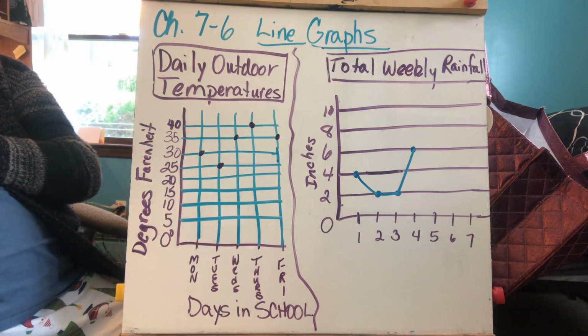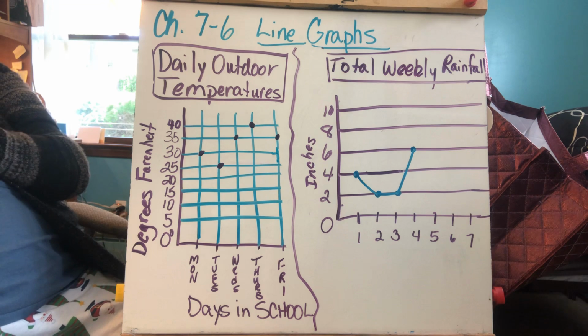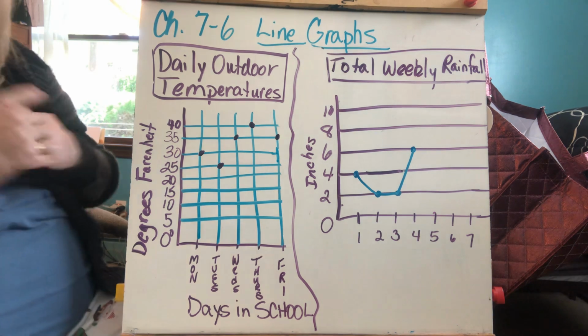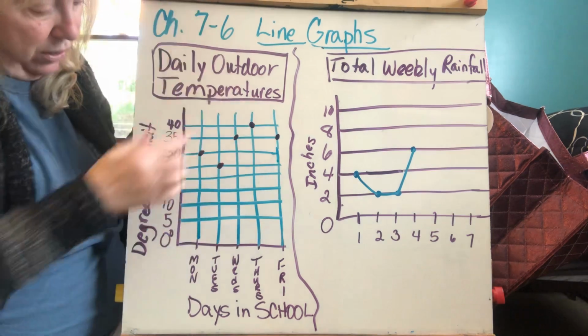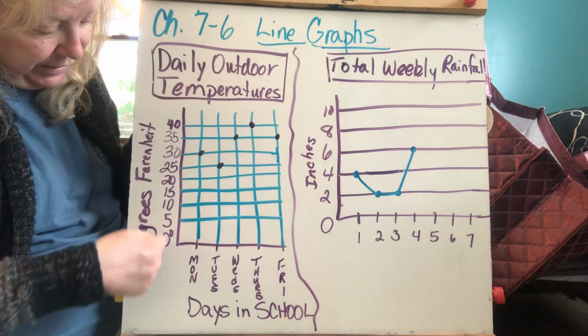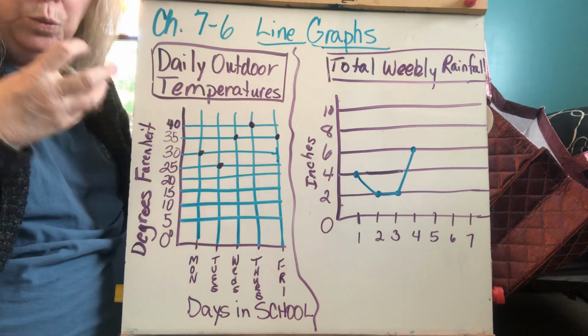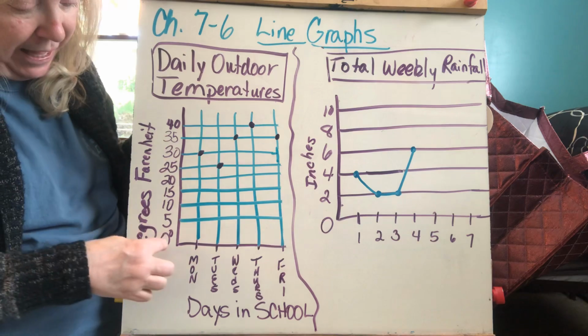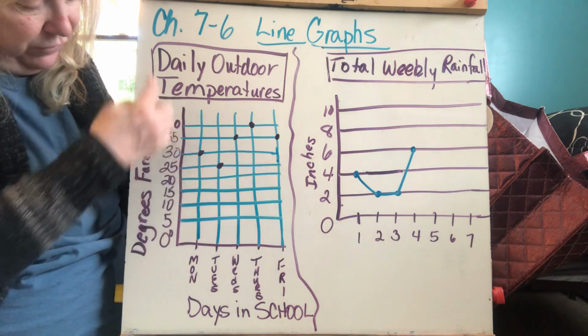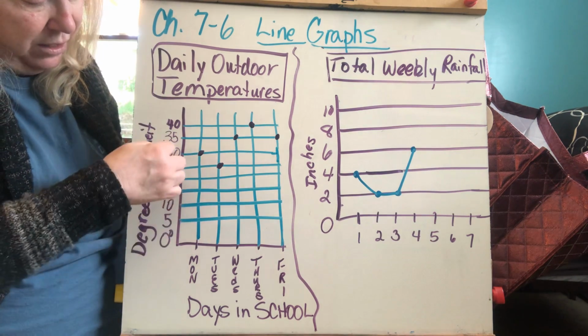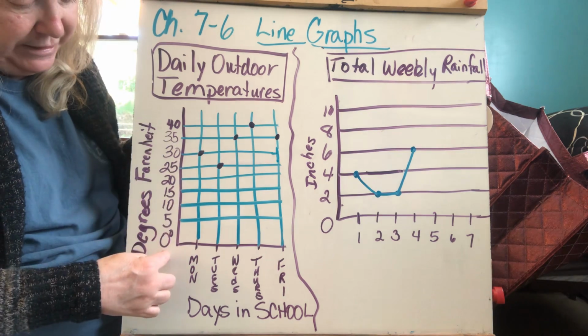So let's say that the science club at our school recorded the outdoor temperature each day at 10 a.m. in the morning. That's this graph here. They put all the degrees in Fahrenheit, and they labeled it degrees Fahrenheit, so we knew what unit of measure we were using. And then they marked off certain intervals. They marked it off in 5-degree intervals. So we started at 0 down the bottom.